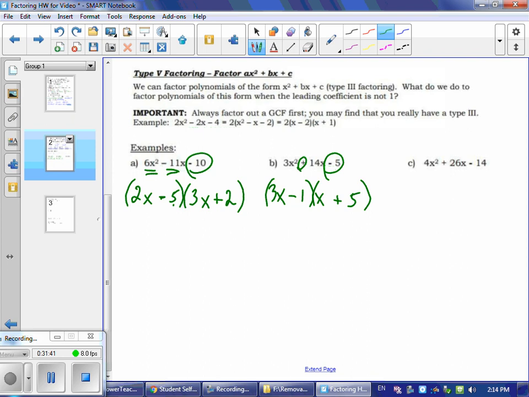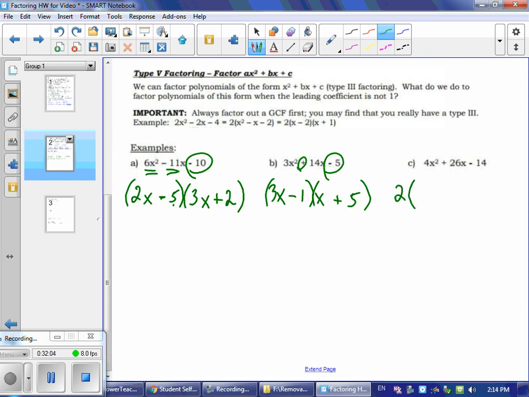All right, last one. 4x squared plus 26x minus 14. Those are some big numbers to deal with, but hopefully you can see there's a common factor. The common factor looks like it's 2, because 4 does not go into 14 or 26. So I think 2 is the common factor. There's no variables in common in all three terms. It has to be in all of them.